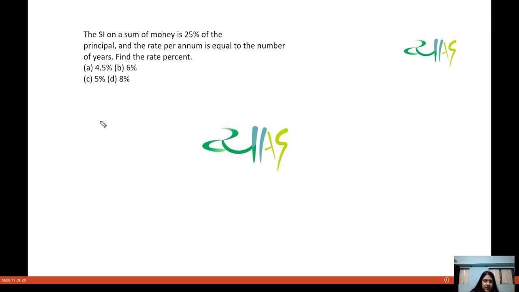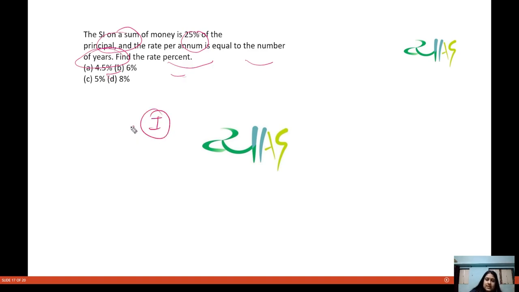Let's just do one more question. So this is saying the simple interest on a sum of money is 25% of the principal, and the rate per annum is equal to the number of years. Find the rate percent. So basically what it is saying is simple interest on a sum of money is 25% of the principal, and rate per annum is equal to the number of years, find the rate percentage.